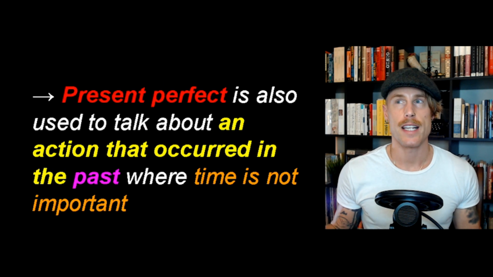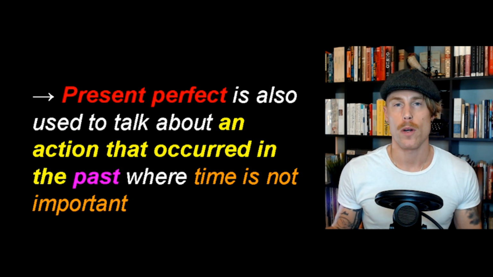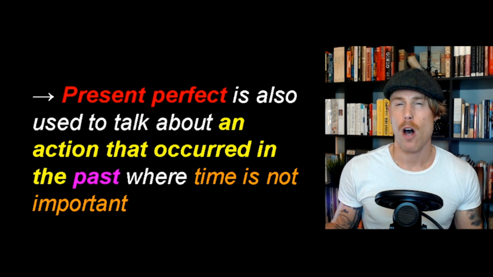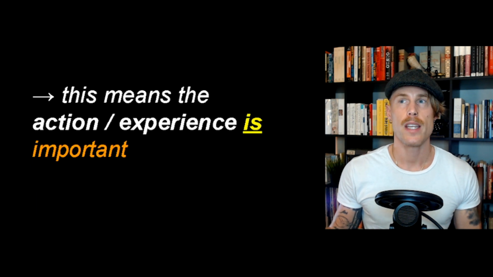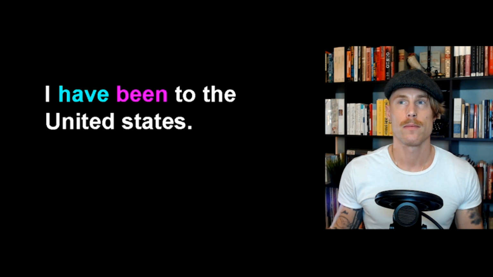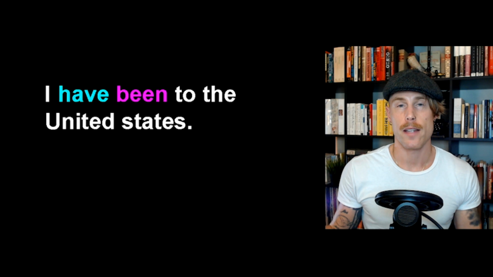Present perfect is also used to talk about an action that occurred or happened in the past where time is not important. Okay? When the action happened is not the focus of the sentence. This means the action or the experience is important. For example, I have been to the United States.